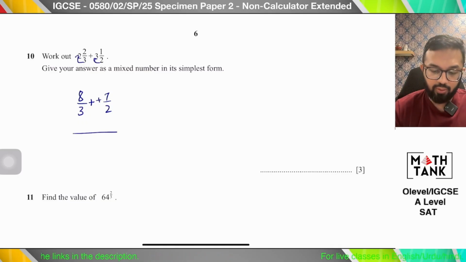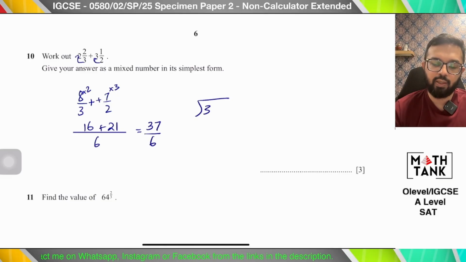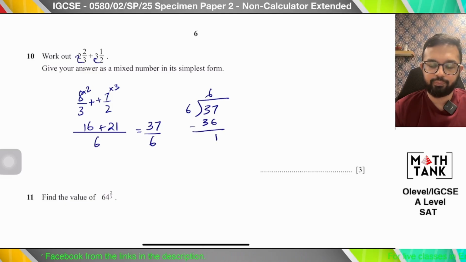I take a common denominator, 6. So I'll have to multiply this by 2, and I'll have to multiply this by 3. 37 over 6. Changing this to a mixed fraction means that I have to do this. So 6 whole 1 over 6.